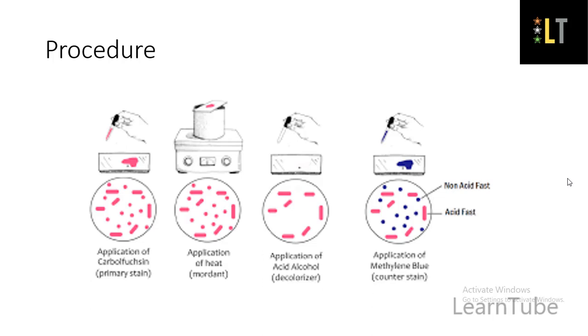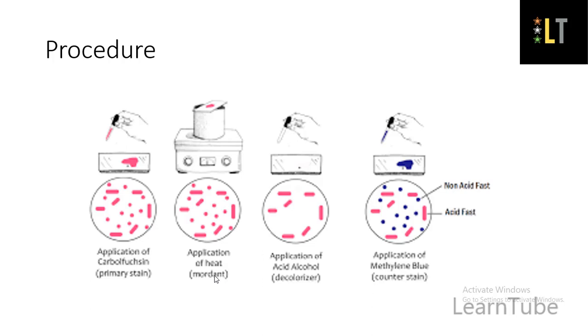After heat fixing, you will add the carbol fuchsin stain, which is usually pink in color. Once you add it, you will apply heat to the stain. So here application of heat acts as a mordant where the stain is penetrated deeper into the cell wall structure so that the particular bacteria gets easily stained.